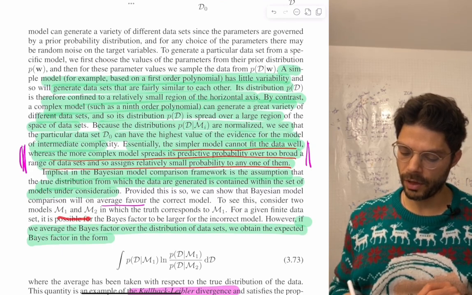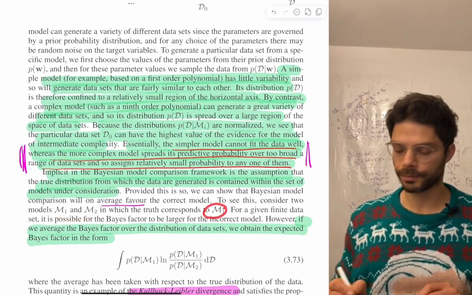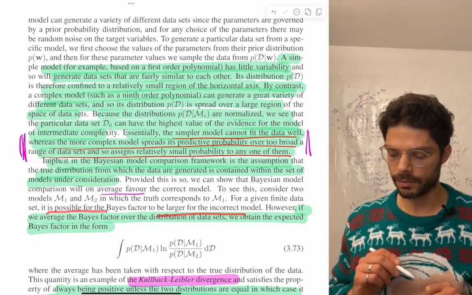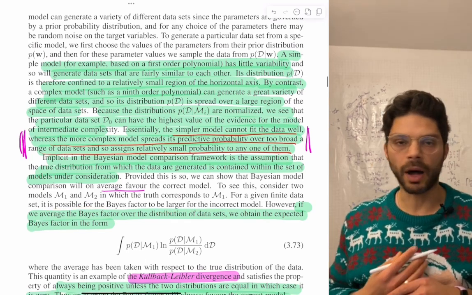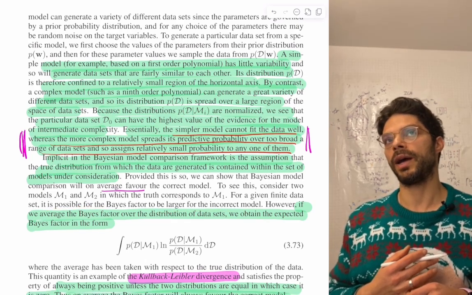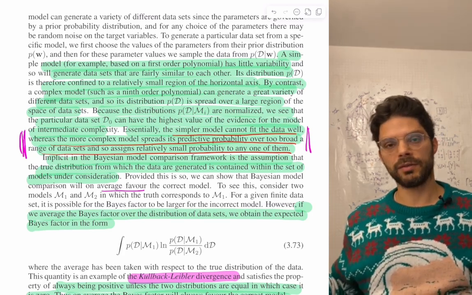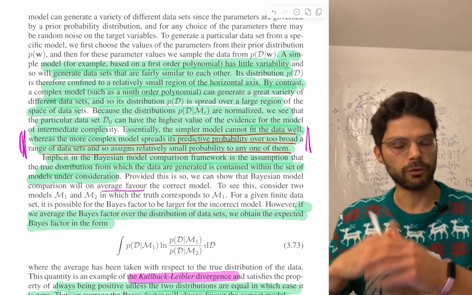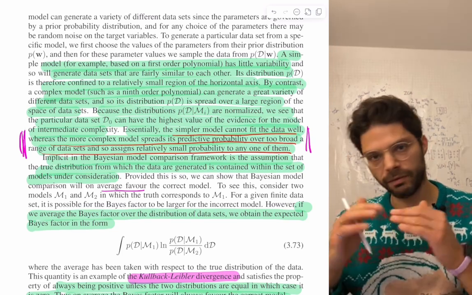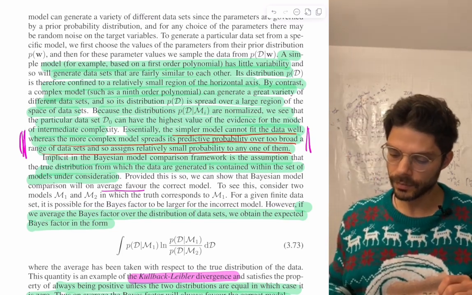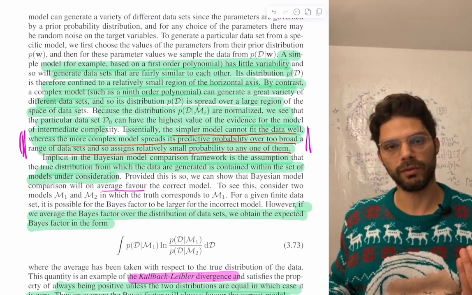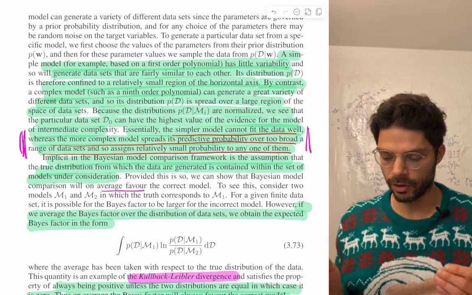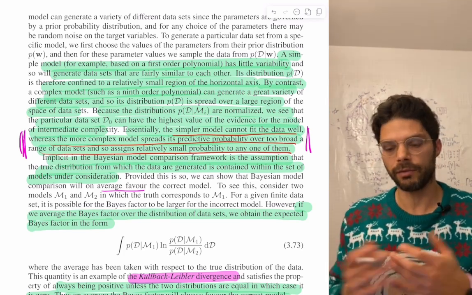To see this, consider two models in which the truth corresponds to M1. For a given finite data set, it's possible for the Bayes factor to be larger for the incorrect model, right? For example, with the ninth order polynomial, it's possible that on a particular data set it fits the data very well. So it's possible that the more complex model will fit on a particular data set really well. But the point is that on average, the correct model will actually win if you know what it is.